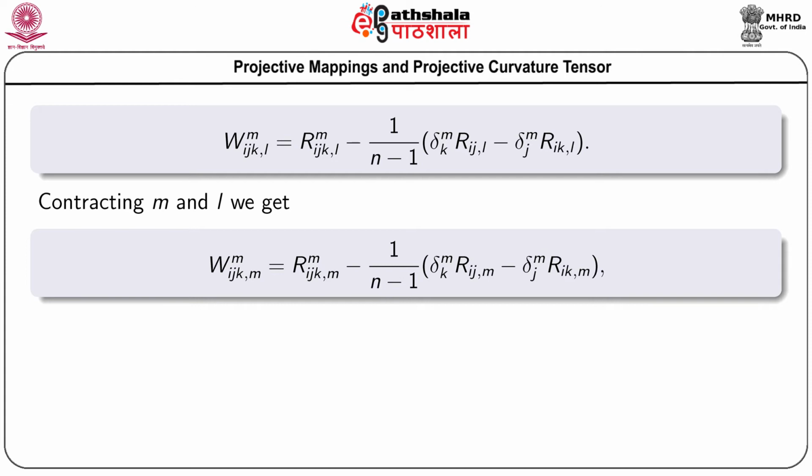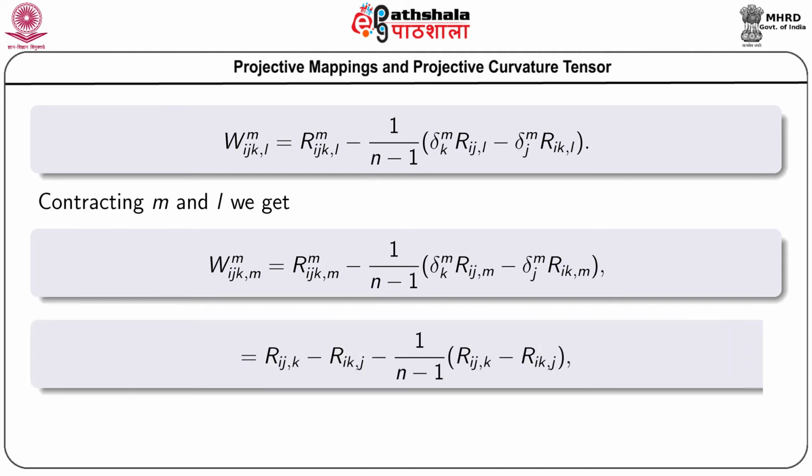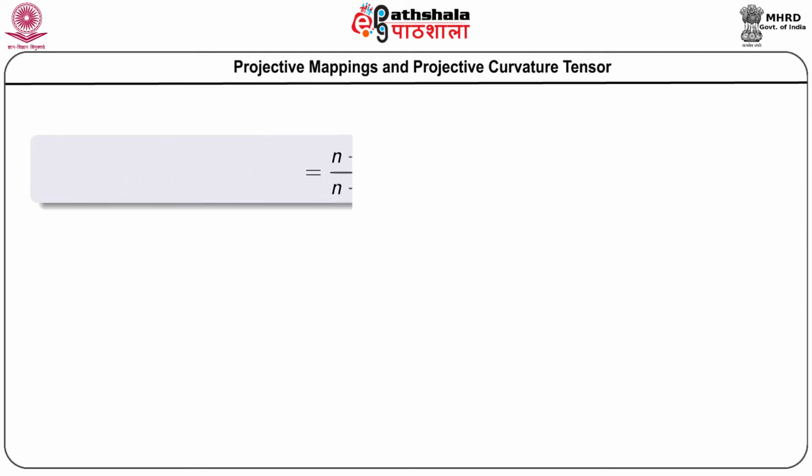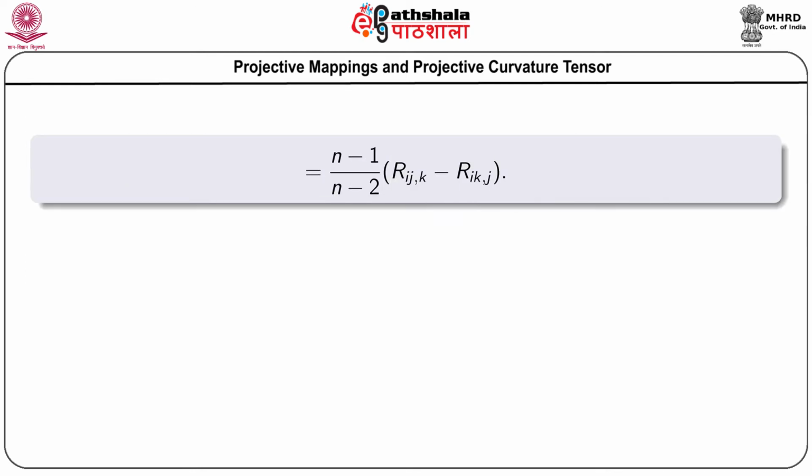So, this becomes R_{ij,k} − R_{ik,j} − 1/(n−1) (R_{ij,k} − R_{ik,j}), and thus the expression becomes (n−2)/(n−1) under the first bracket (R_{ij,k} − R_{ik,j}).